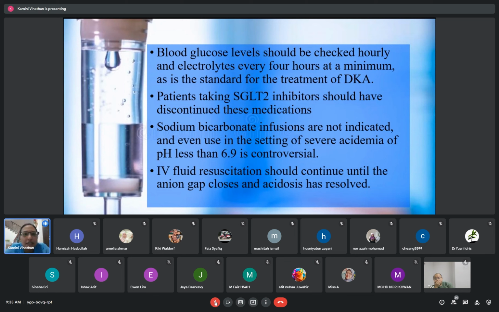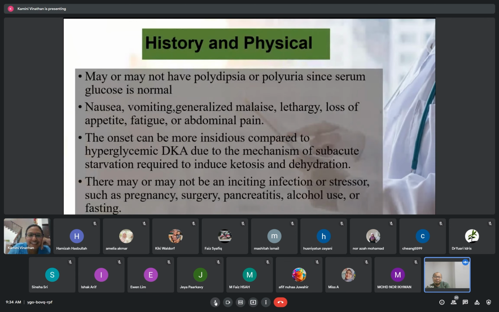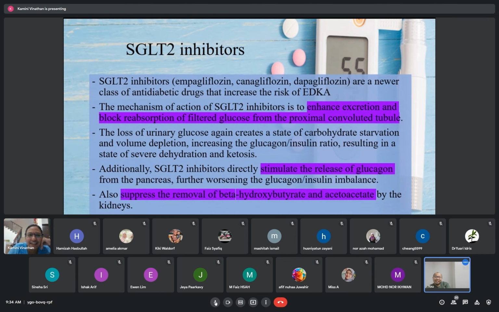Then blood glucose level should be checked hourly and electrolytes hourly, as standard like DKA. And patients on SGLT2 inhibitors should discontinue the medication. What are examples of SGLT2 inhibitors? Their glamorous names sound like LGBT, so it's difficult to pronounce. Examples: empagliflozin, canagliflozin, dapagliflozin. These are drugs that did not exist in my days as a medical student and houseman.